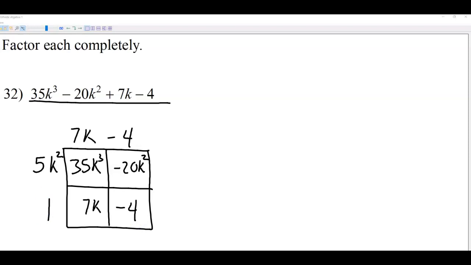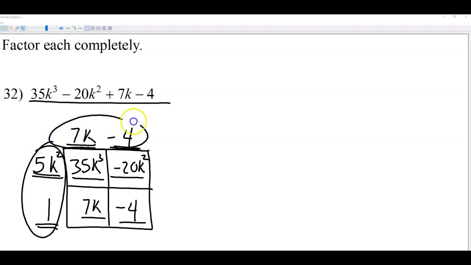It's always good to go back and check to make sure this actually works. Does 5k squared times 7k actually give me this? Yes, it does. Does 5k times 4 actually give me this? Yes, it does. Does 1 times 7 give me this? Yes, it does. Does 1 times 4 give me this? Yes, it does. So now I know that this is correct. We have 7k minus 4 being multiplied by 5k squared plus 1.